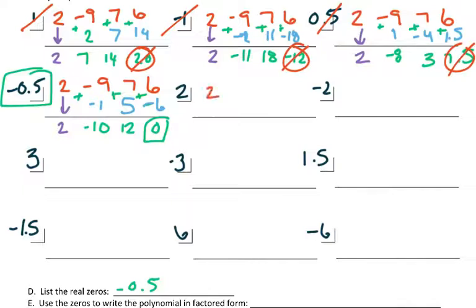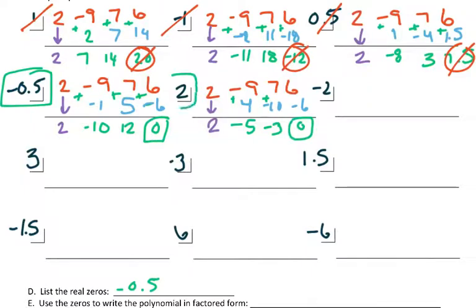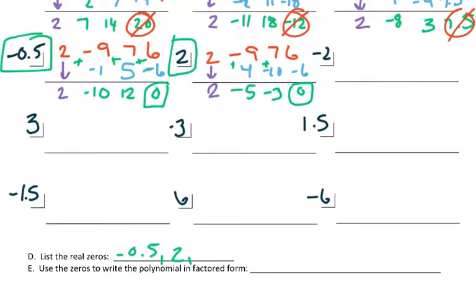Alright, next one is 2, -9, 7, and 6. Bring down our 2. 2 times 2 is 4. Add those together, we get -5. -5 times 2 is -10. Add that together and we get -3. -3 times 2 is -6, and holy heaven, we get 0. So that means one of our other zeros is 2.